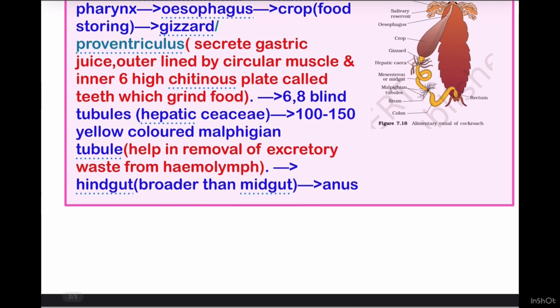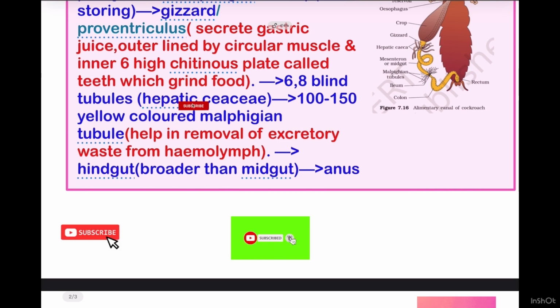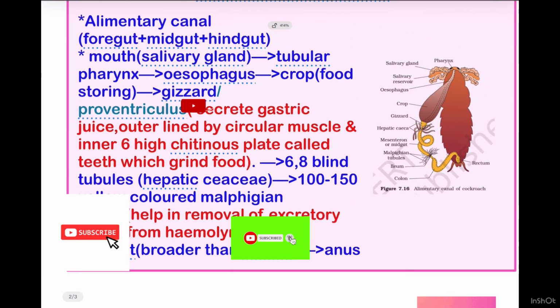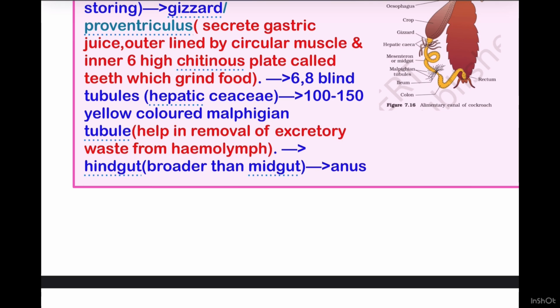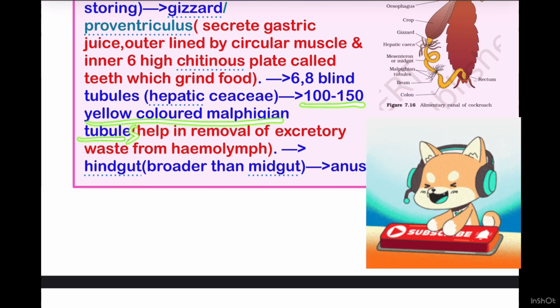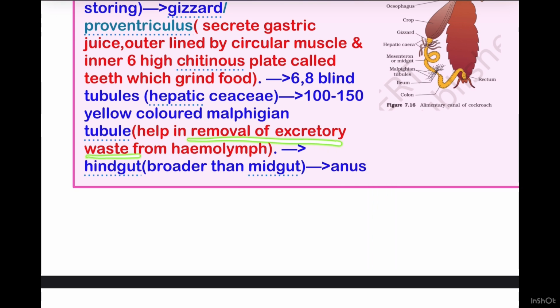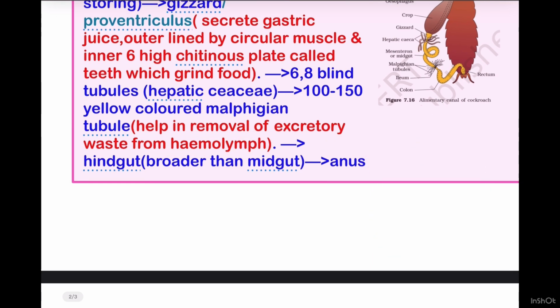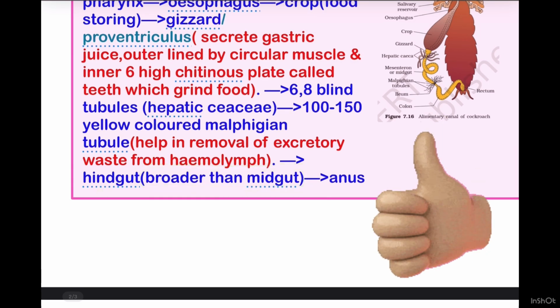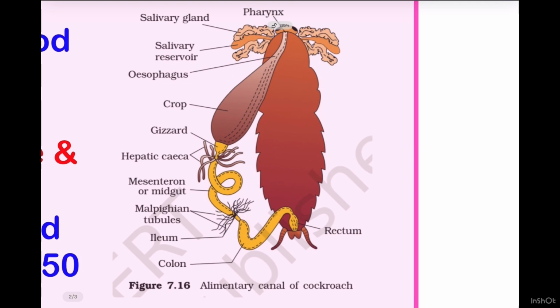Now between the midgut and hindgut, there are 100 to 150 yellow colored malpighian tubules, which help in the removal of excretory waste from the hemolymph. The hindgut is broader than the midgut, and the coiled portion can be seen here.